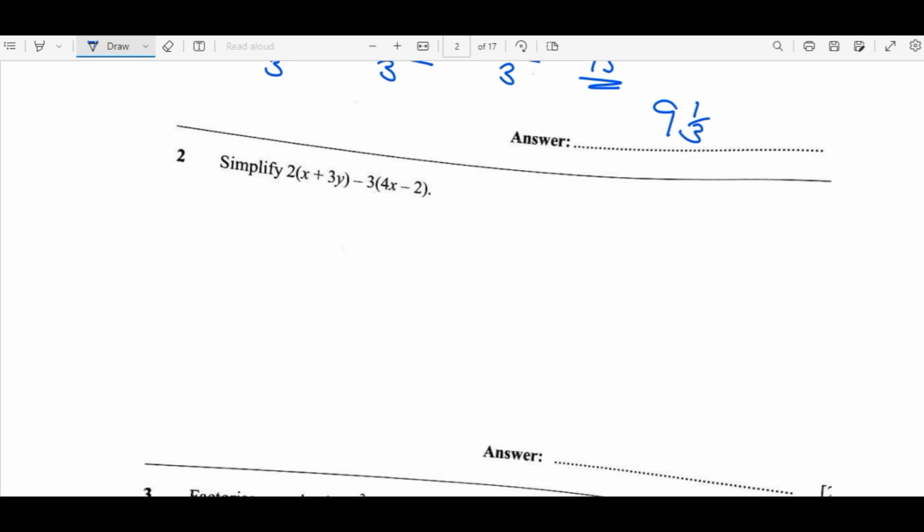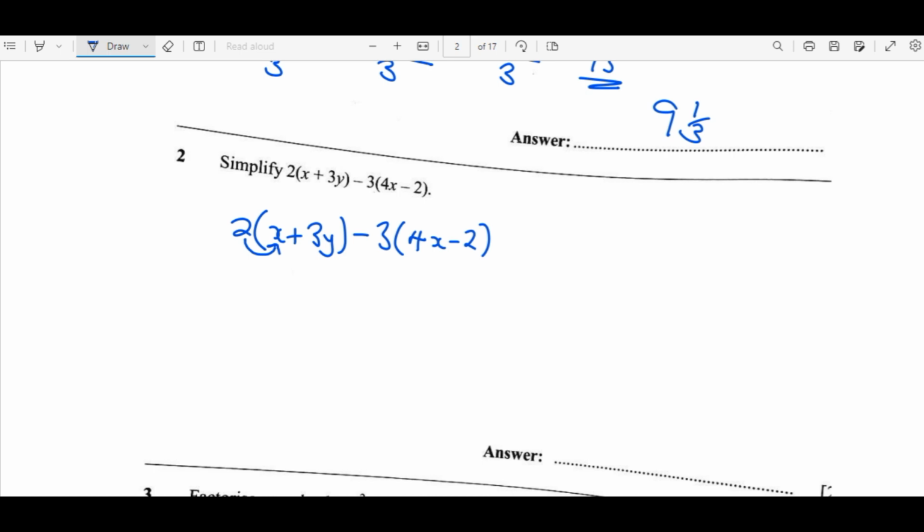So the second question is simplify 2 open bracket x plus 3y close minus 3 open bracket 4x minus 2, you close there. So what we have to do is, first of all, we've been asked to simplify. So meaning that we're going to say 2 open bracket x plus 3y, you close, negative 3 open bracket 4x minus 2. So meaning that we're going to multiply everything in the brackets with the number which is outside the bracket.